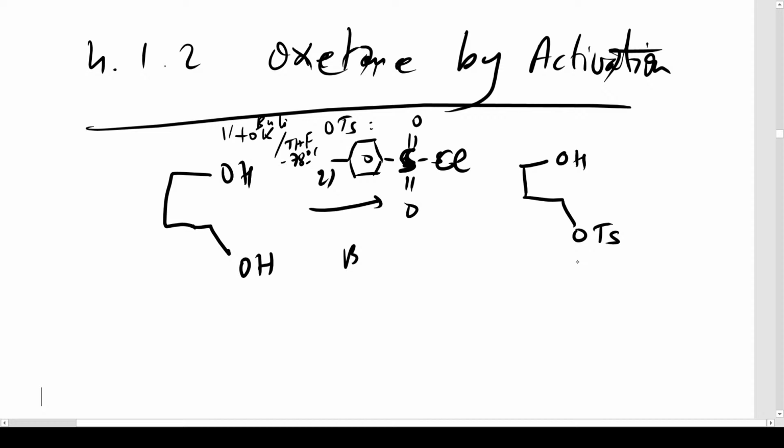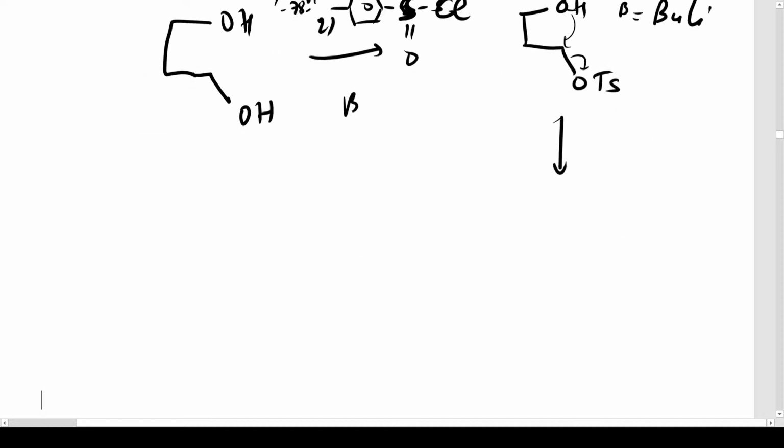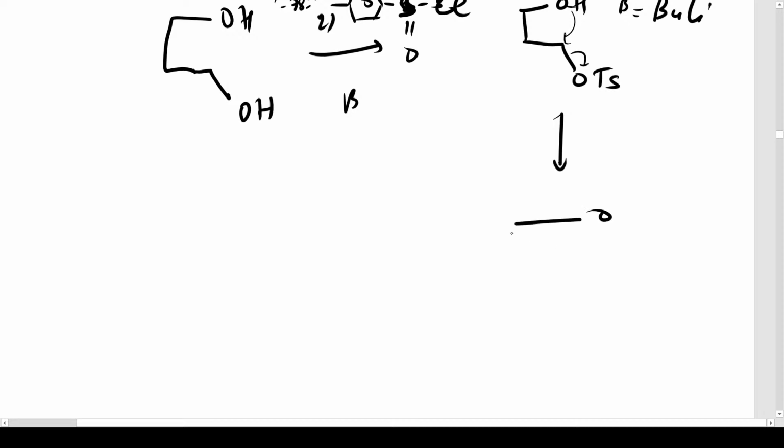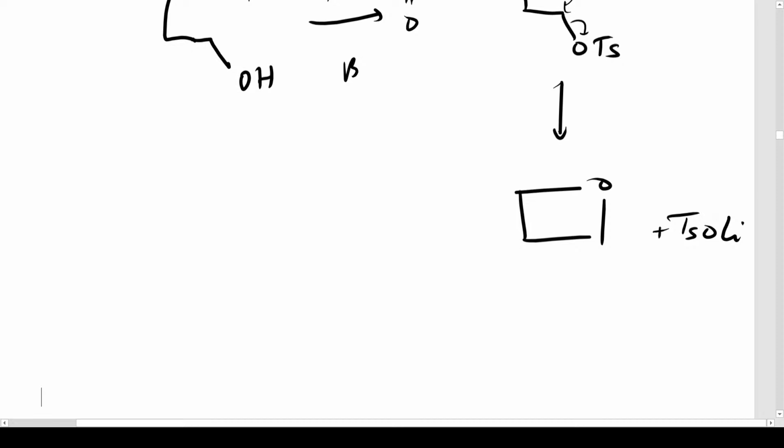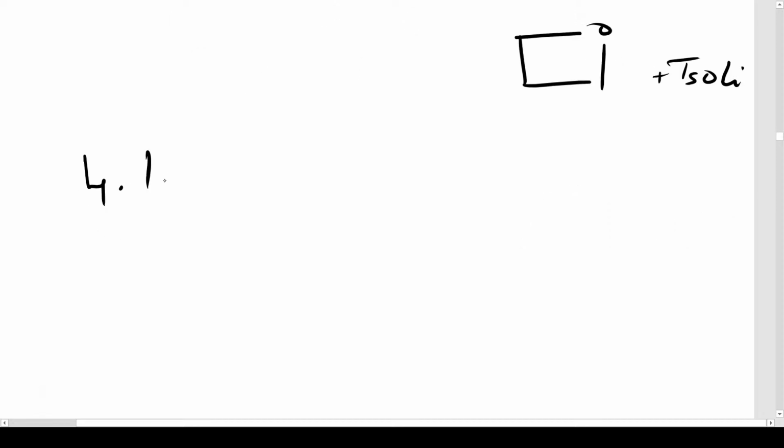Okay, so now you can guess what to do if you have one equivalent of a base. They use here butyllithium, so it deprotonates, then intramolecular cyclization, okay, to get this product, oxetane, plus the lithium tosylate. 4, 1, 3.